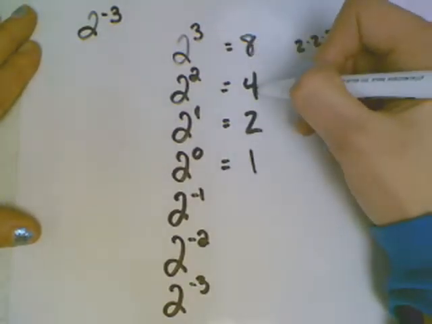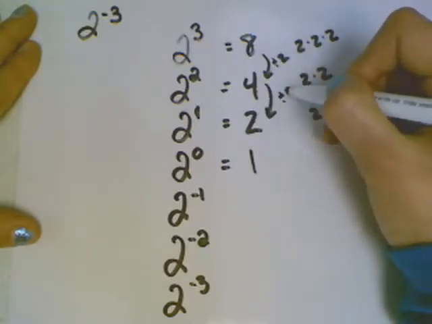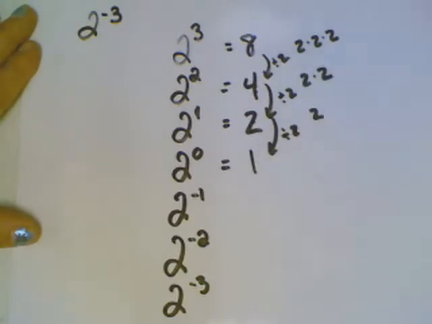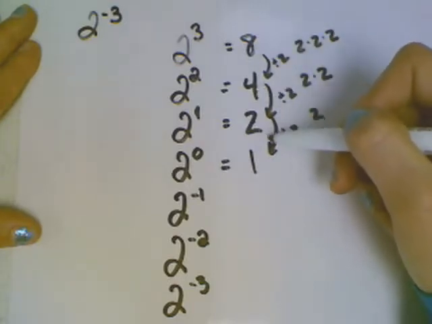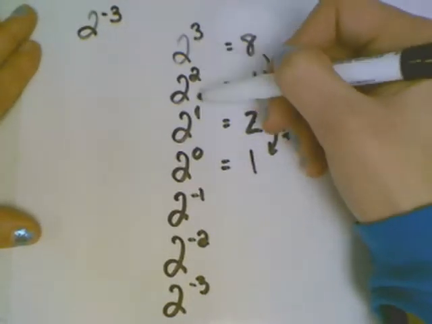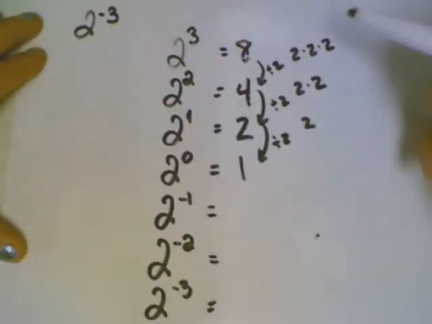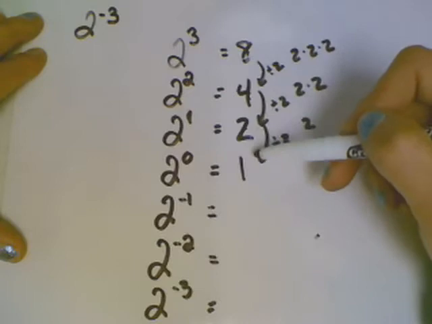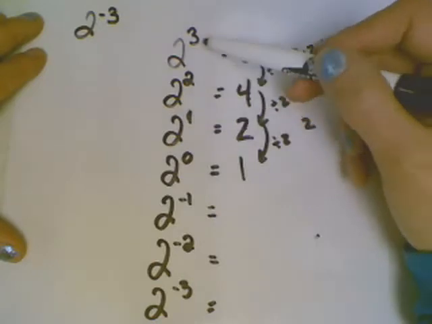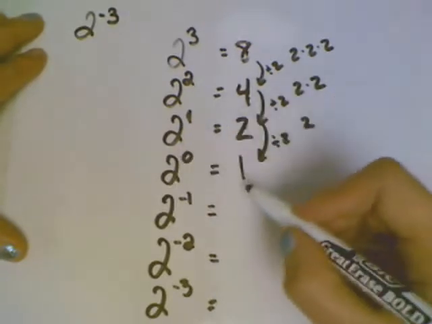If I start at 8 and I want to get to 4, I can divide by 2. If I start at 4 and want to get to 2, I can divide by 2 again. 2 divided by 2 gives me this 1. So there looks to be a pattern of dividing as I move down this column. If I divide by 2 as I move down this column, I notice that in this column the exponents go down by 1. So it seems that by going down in the exponent, I'm actually dividing by the base.